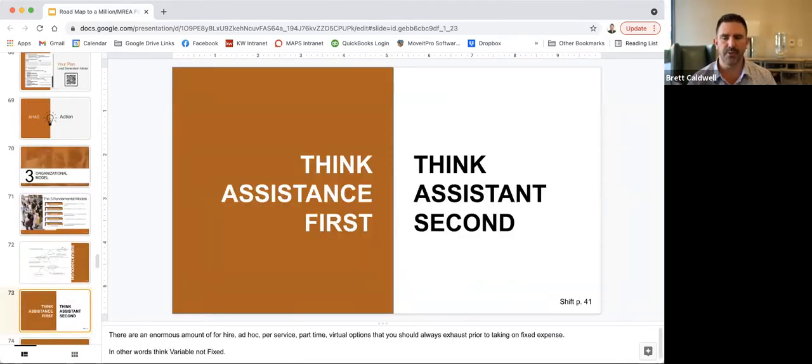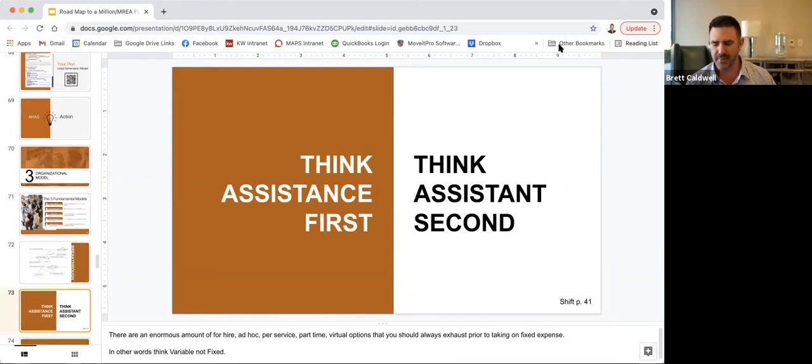First and foremost, and this is out of the Shift book on page 41, for those looking for references, it says, think assistance first and assistant second. What does that really mean? It means there's an enormous amount of for-hire, ad hoc, per service, virtual options that you should always exhaust prior to taking on a fixed expense.